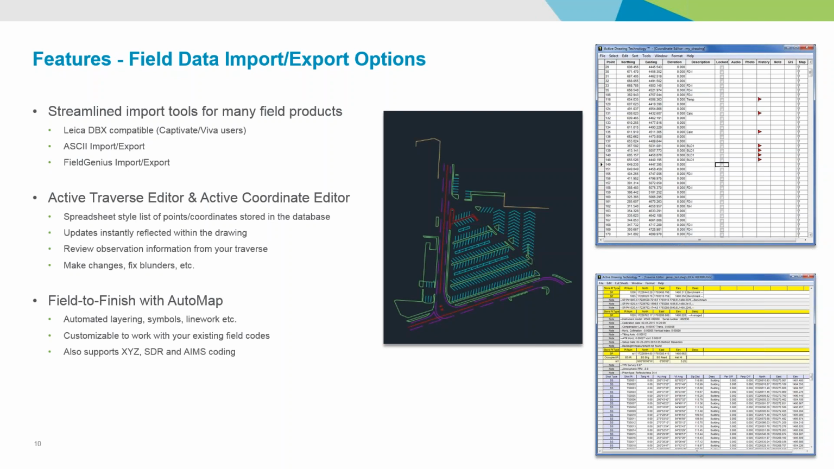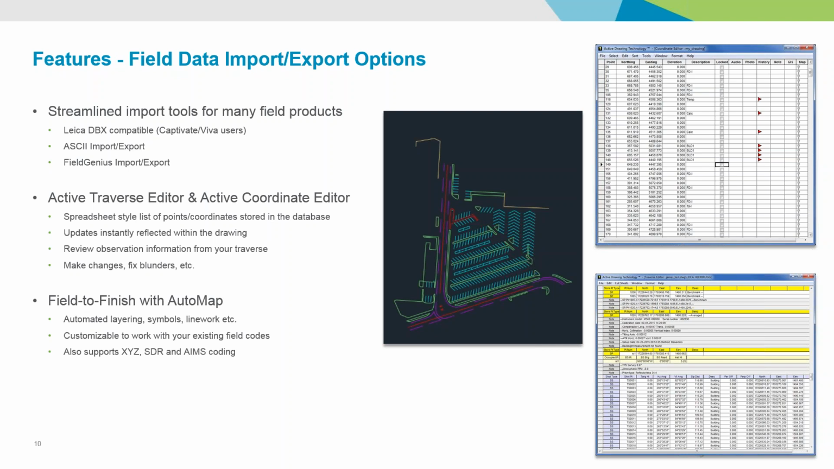So if you're running Captivate or Viva in the field, you can bring all of your field files in, and using your feature codes and the auto map, you're able to retain all your line work and point IDs and things like that. That's all stored in the Captivate project.